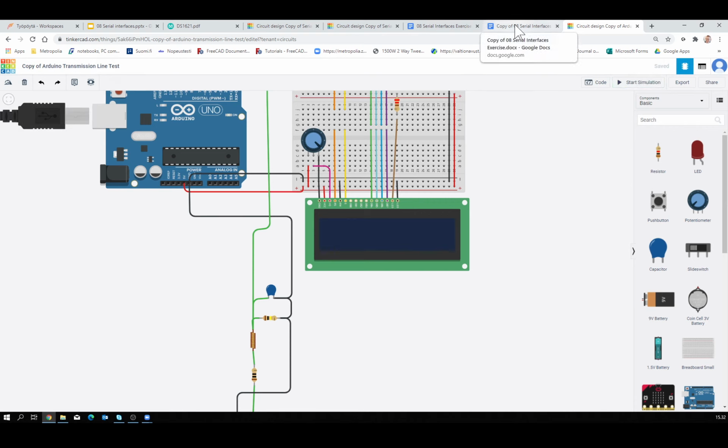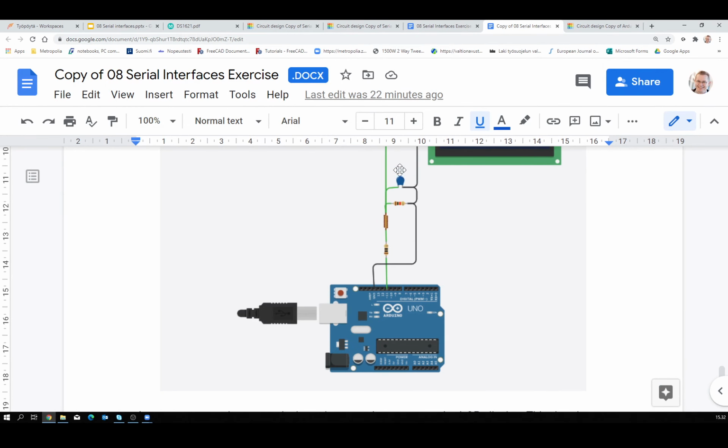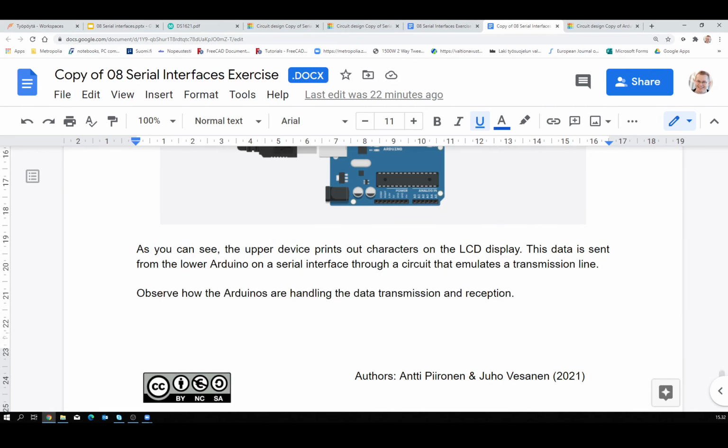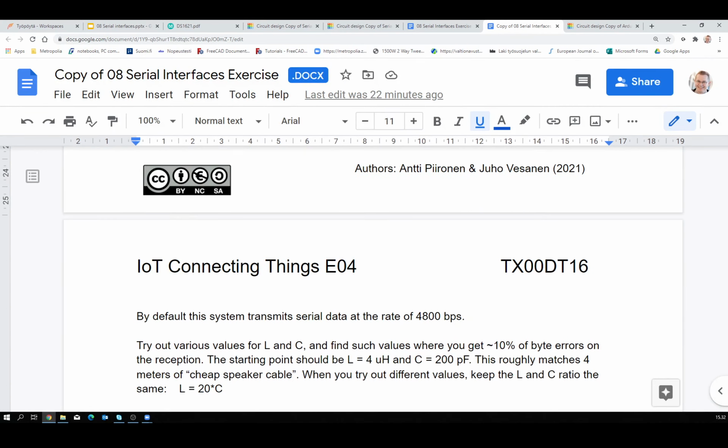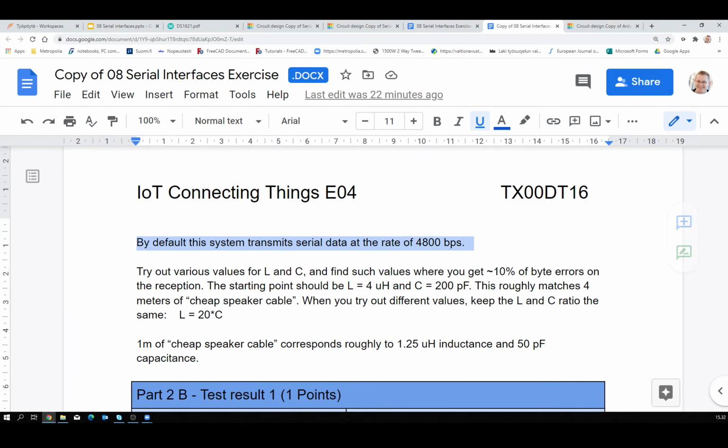Then you would put your own transmission line here, meaning that 700 and 6 microfarad. Oh, okay. Of course. You have changed this a little bit. Try out various values of L and C and find such values that you get about 10% of byte errors, meaning just about one character in 10 looks funny.